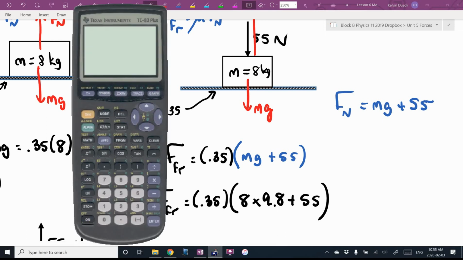It's Monday morning. So 0.35 bracket 8 times 9.8 plus 55. And that's probably how I choose to type it. You get 46.69, 46.7 newtons.